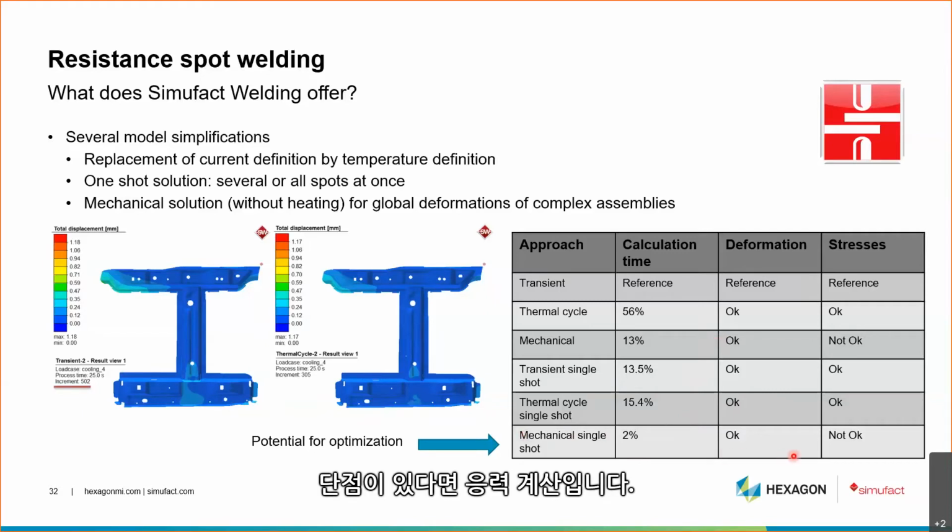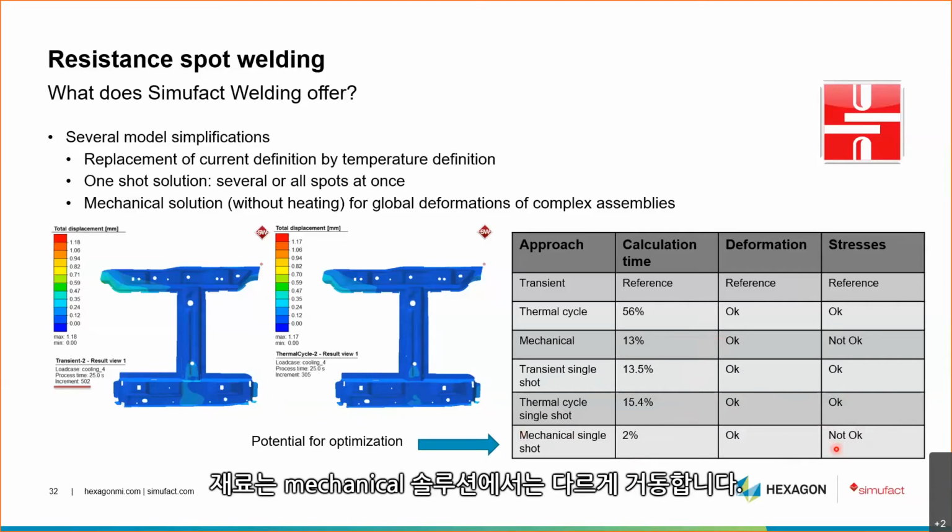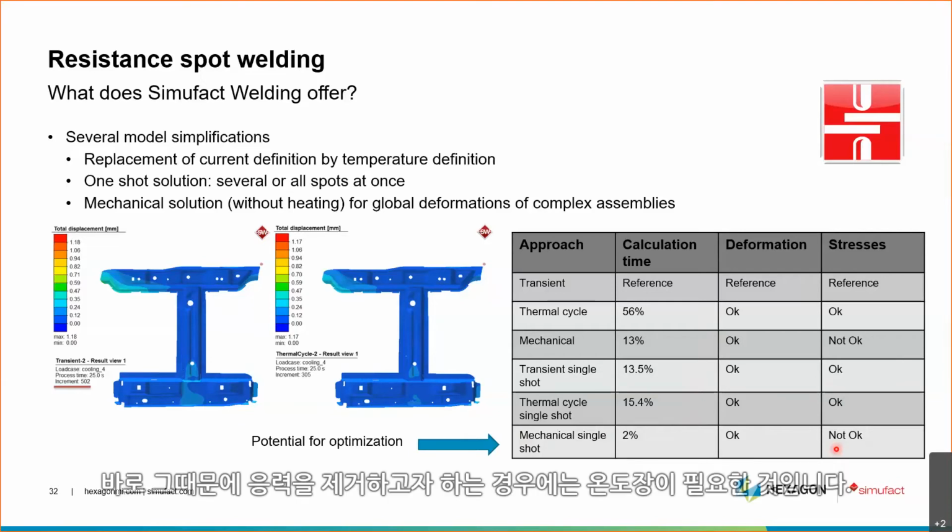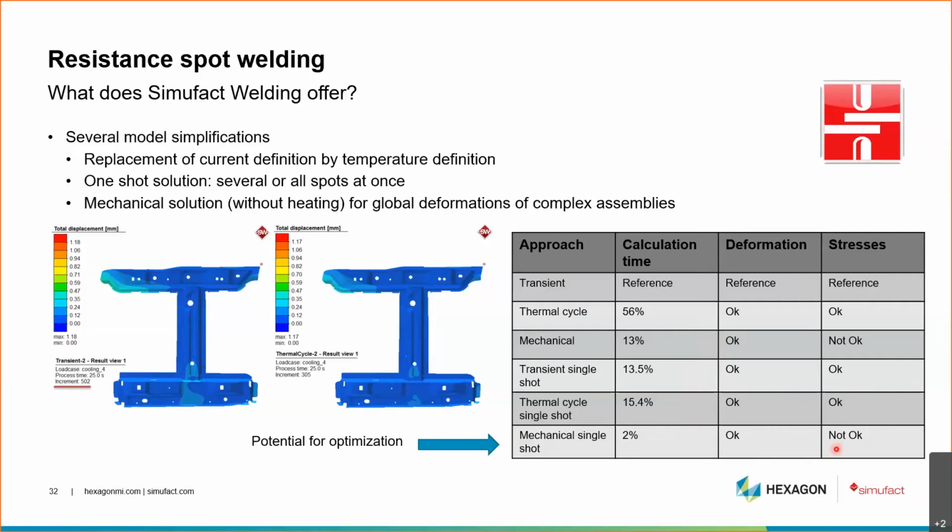So basically, the mechanical single-shot solution was already very, very good. The one thing which was not that good was the calculation of stresses, because, of course, due to the missing temperature field, the material behaves differently in the purely mechanical case. So this is the reason why you need the temperature fields if you would like to move into stresses.